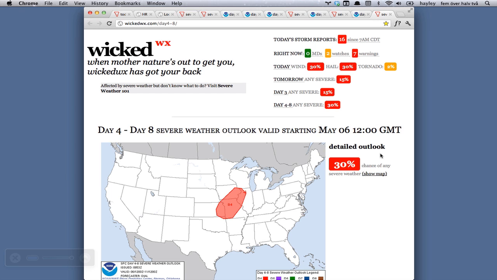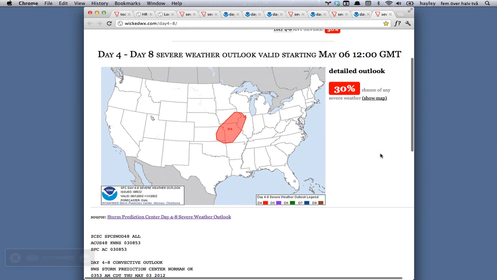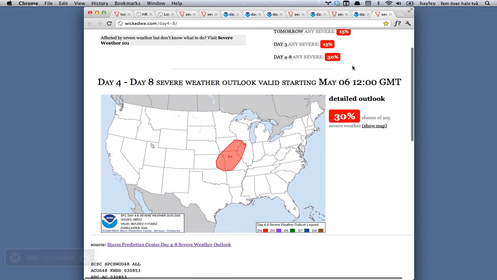And we finally have something on the map. So day 4, instead of it saying predictability too low, the Storm Prediction Center has put something on the map. So whatever those states are, that's day 4. However many days out that is, what is that, Monday? It's whatever May 6th is. I'm not good at the dates.